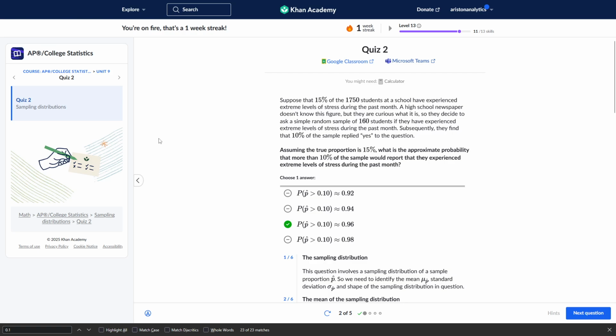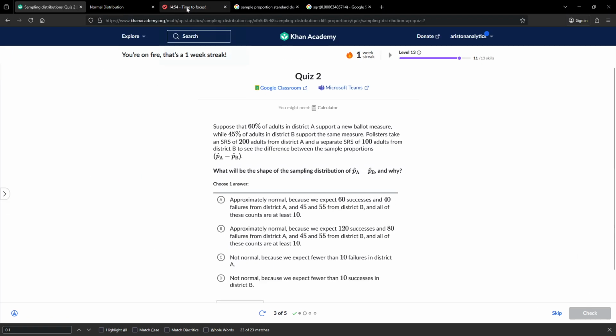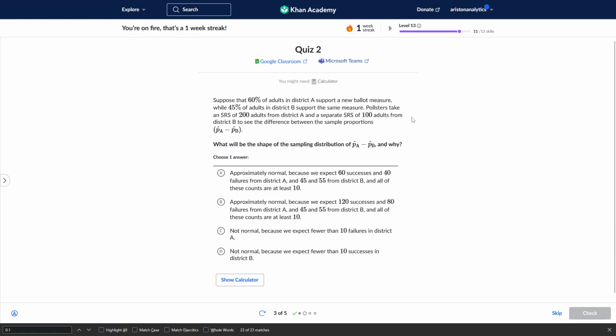Okay, so this question is just asking to get the sampling distribution based on the parameters 15% of 1750, and then just find the probability that the sample shows 0.1 or higher. My God, or higher than 0.1. Okay. Suppose that's 6%. Mm-hmm. 0.4 and 20. Mm-hmm. And then 0.45 and 100. Approximately normal.